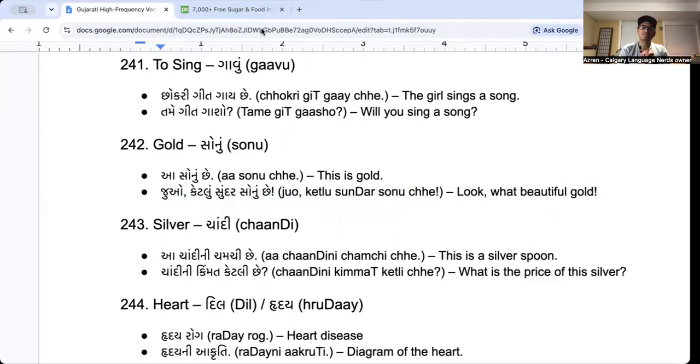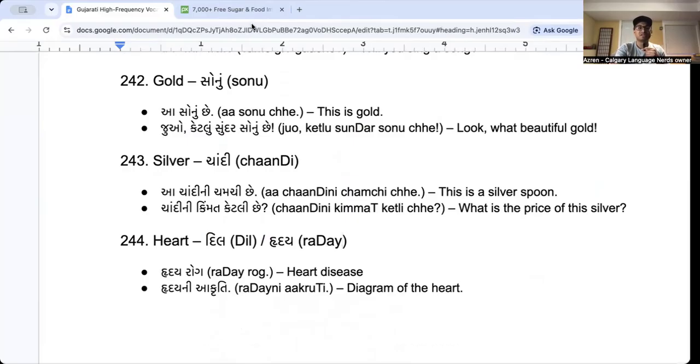So yeah. Okay, next word is heart. Heart has two words, dil or raddai. Raddai is a weirdly spelled word. It's usually pronounced as raddai. So dil or raddai, both are fine. For example, raddai rog, heart disease, or raddai ni akruti. Akruti is a diagram, which you don't know that word yet.